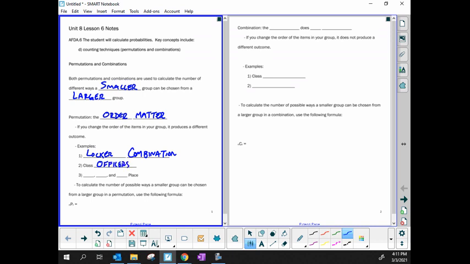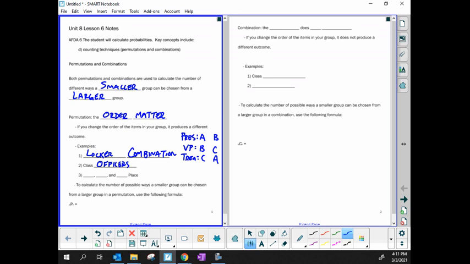And I can show you why that's a permutation. Say I had a class and I wanted to pick a president, a vice president, and a treasurer. Okay? And I picked student A to be president, student B to be vice president, student C to be treasurer. Okay? Well, what if I have those same 3 people, but I have student B is president, student C is vice president, and student A is treasurer? Is that a different outcome? Even though it's the same 3 people, is that a different outcome?